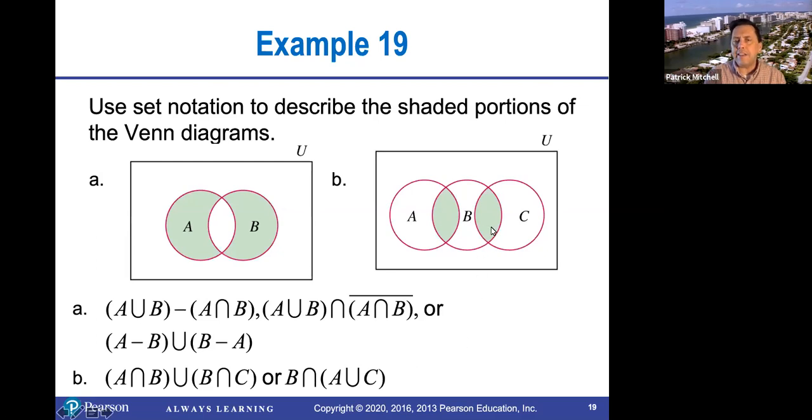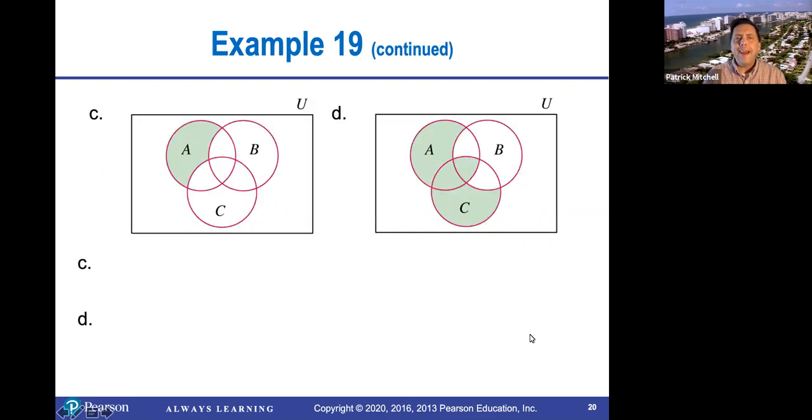In order to get into this set, this green shaded set, you must be a member of B, and furthermore, you must be a member of either A or C, okay? But I will admit this is the answer I thought of first. And after that, they get a little more complicated. Well, at least letter D is a little more complicated.